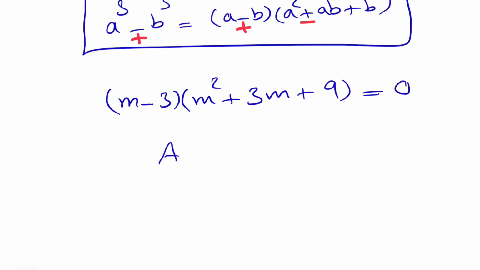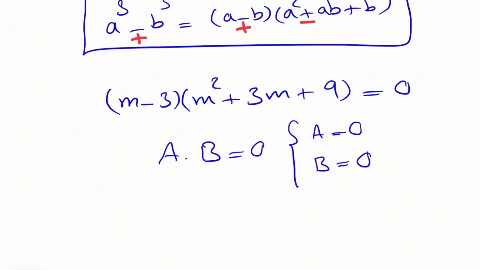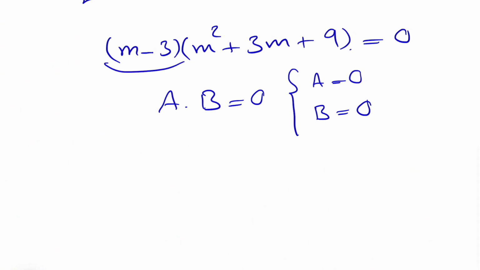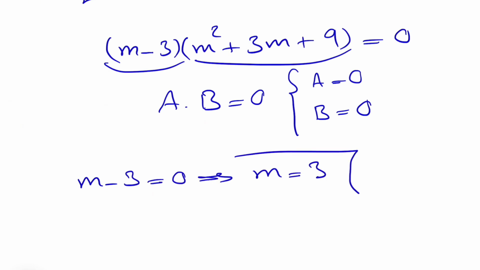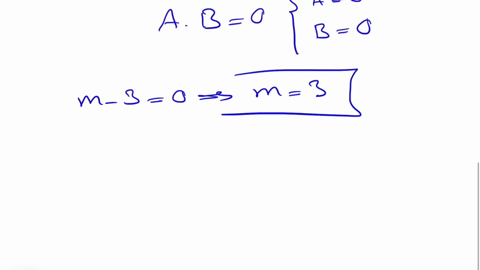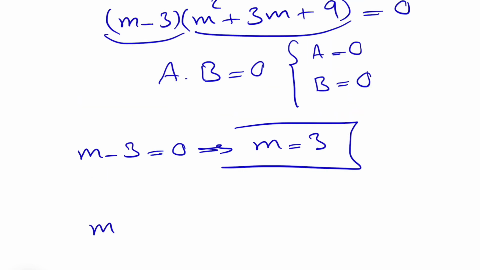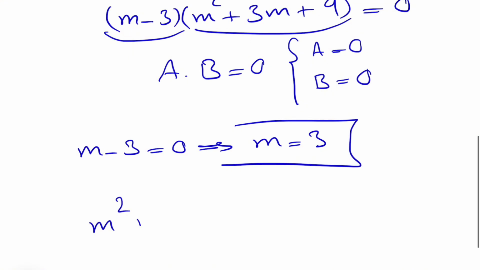Now we have our a times b is equal to 0, meaning a can be 0 and b can be 0 too. So this will be our a and this will be our b. So let's go with a is equal to 0 first. So m minus 3 is equal to 0, and we're going to get m is equal to 3 as one answer. And also we have b is equal to 0, which is m squared plus 3m plus 9 is equal to 0.